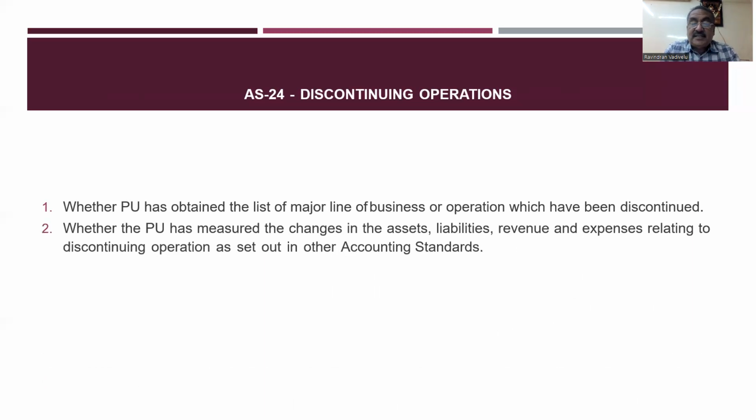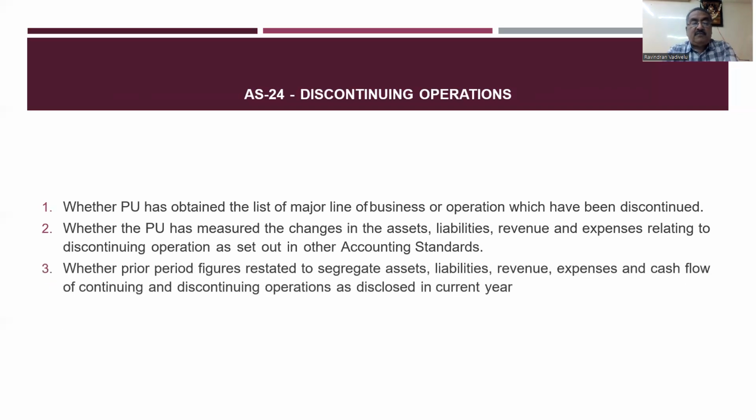The practicing unit has measured the changes in the assets, liabilities, revenues, and expenses relating to the discontinued operation as set out in other accounting standards. Third one is whether prior period figures are restated to segregate assets, liabilities, revenue, expenses, and cash flow of continuing and discontinuing operations as disclosed. So, what are the assets, liabilities, revenue, expenses, and cash flow of the discontinued business or continued business that the practicing unit has to ascertain and report?